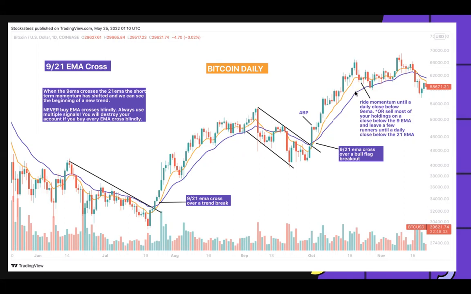Or you can leave a few runners and then wait until it closes below the 21 EMA. Now, you can't buy every 21 EMA cross blindly. You have to have some kind of pattern with it. So there will be a ton of 9/21 EMA crosses, but you can't buy all of them. So here we have a trend break. Here we have a trend break with the channel as well.